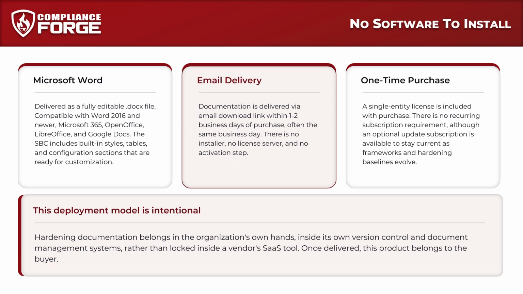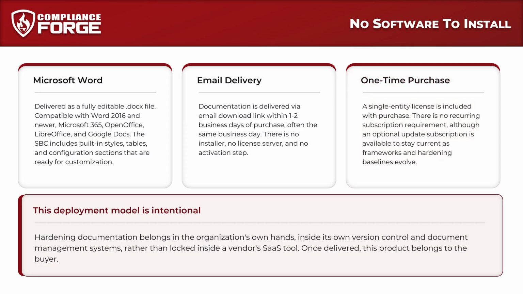Documentation is delivered via email download link within 1 to 2 business days of purchase, often the same business day. There is no installer, no license server, and no activation step. And it is a one-time purchase. A single entity license is included, with no recurring subscription requirement, although an optional update subscription is available.